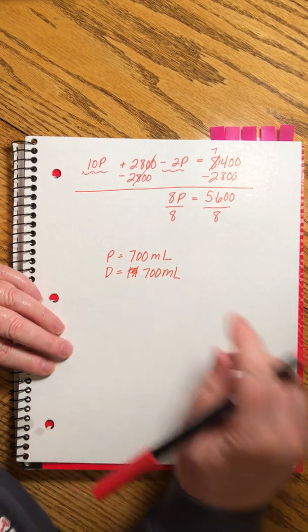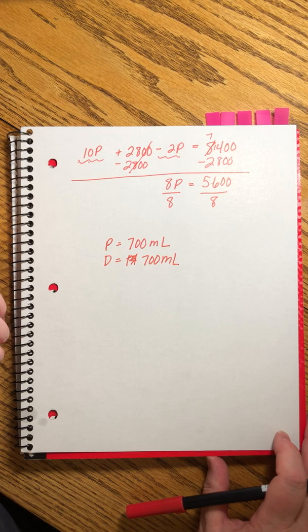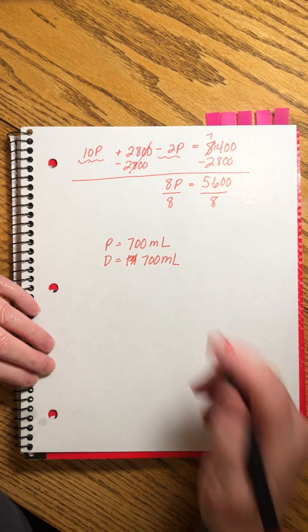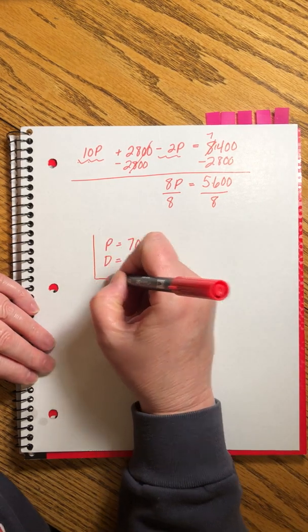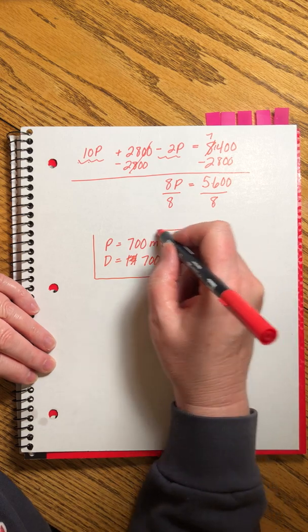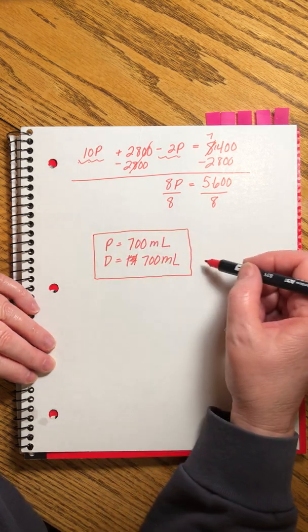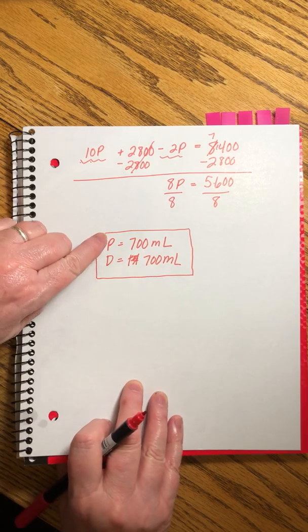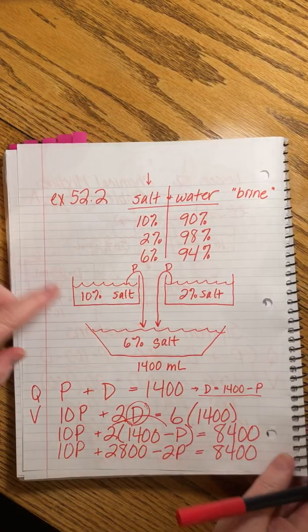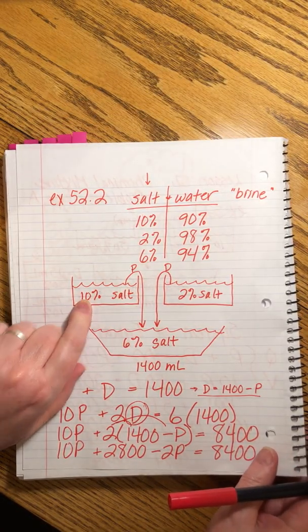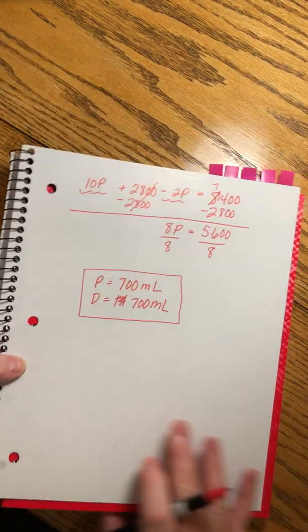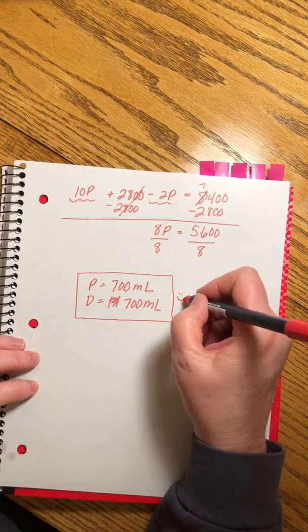They have to total 1,400, not use that one for the answer. Okay, this is the right answer. Again, if you want them to be super fancy, you could put the strength of each one as part of the answer. But because we set up our variables cleverly, we know that P is the 10% and D is the 2%. So that's very clear. This is the right answer.